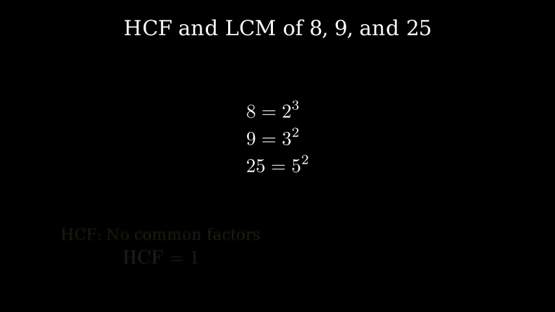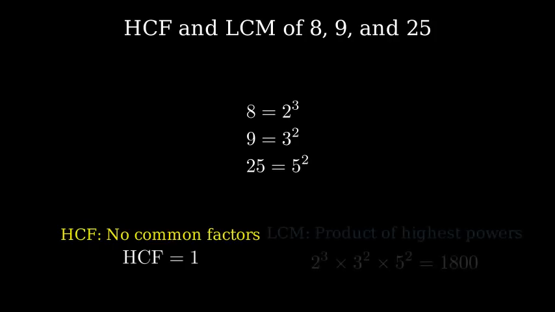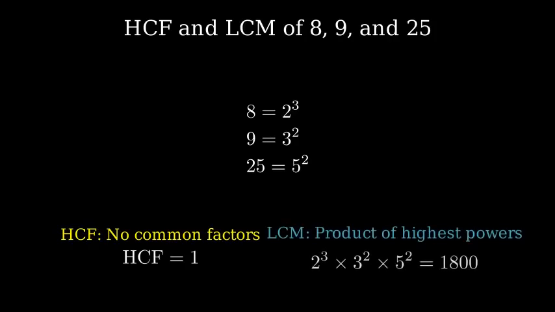Let us find the HCF and LCM of the numbers 8, 9, and 25. The prime factorizations are 8 equals 2 cubed, 9 equals 3 squared, 25 equals 5 squared. Notice that 8, 9, and 25 are powers of three completely different primes, 2, 3, and 5 respectively. There is no prime factor common to any two of these numbers. Therefore, the highest common factor of 8, 9, and 25 equals 1.